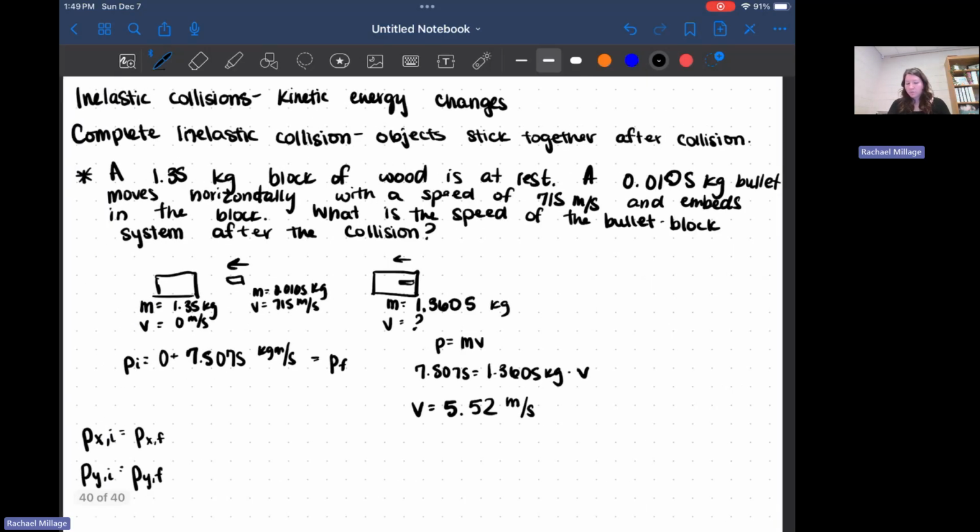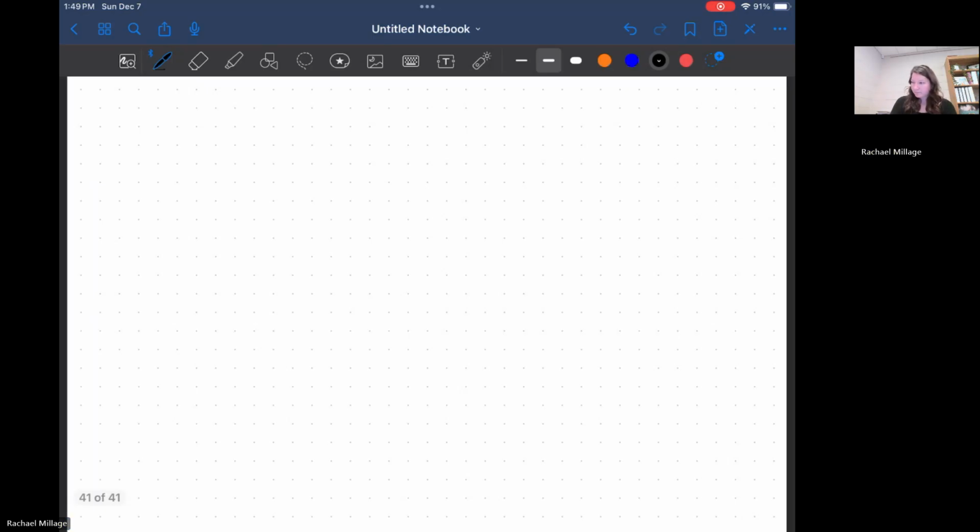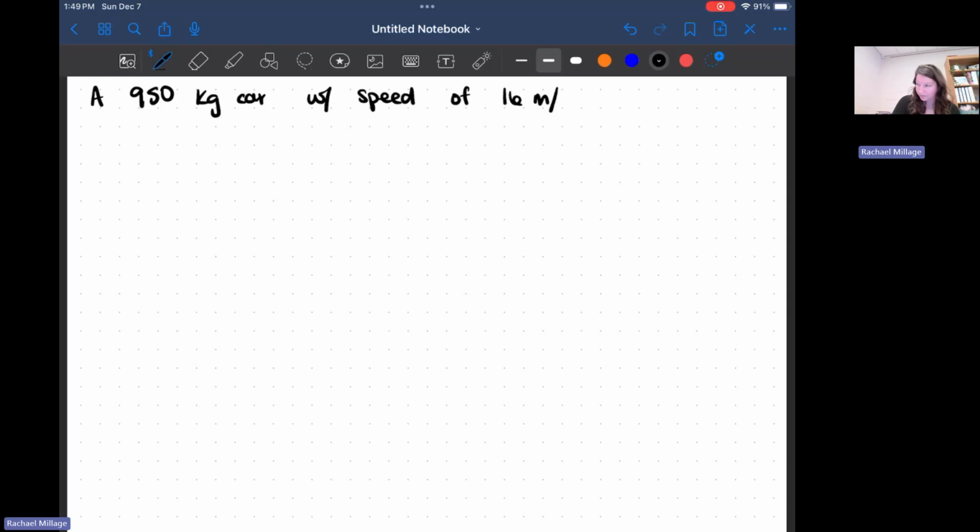So we're going to do one example of this. We have a 950 kilogram car with a speed of 16 meters per second, traveling in the positive x direction.